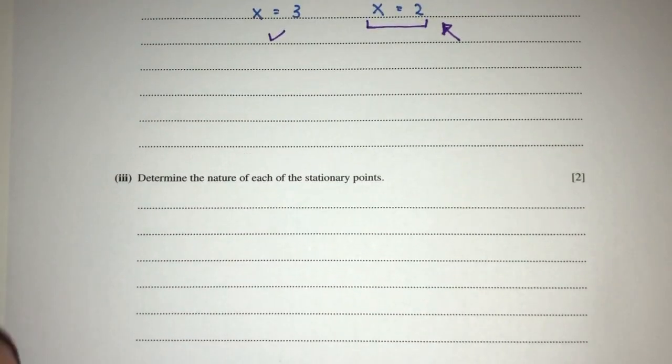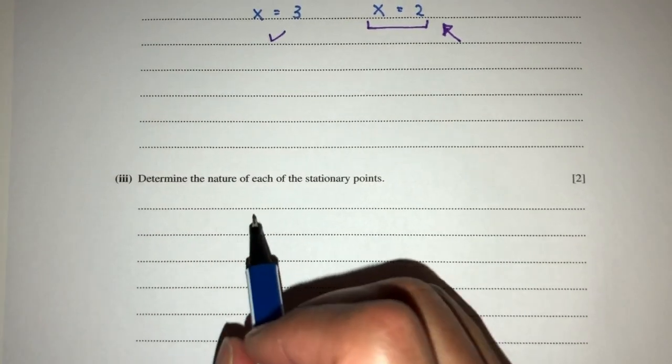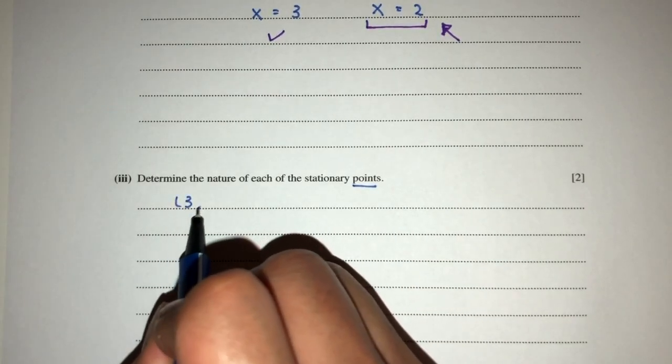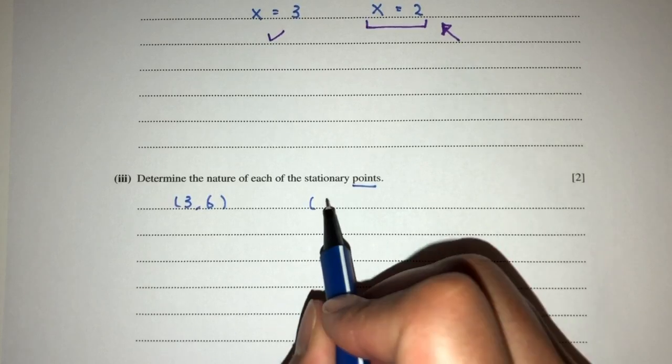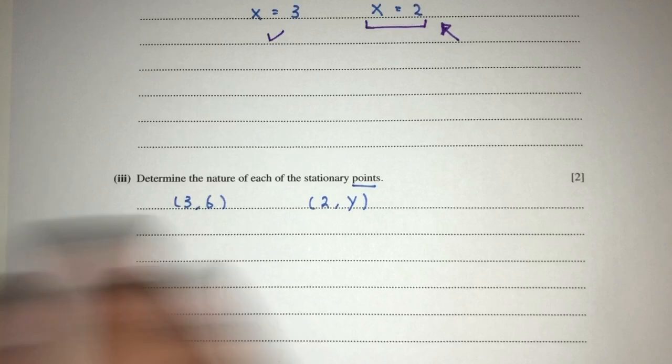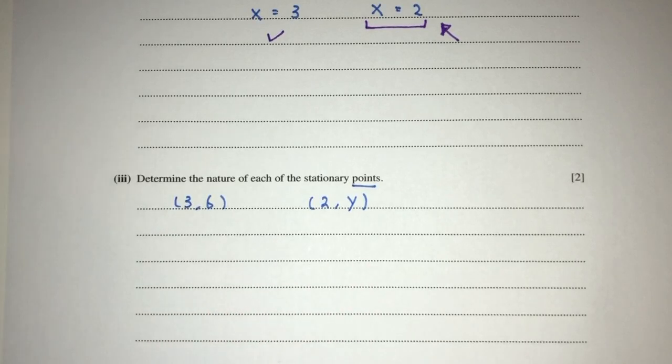Now for part 3, determine the nature of each of the points. So we have 2 points, as you can see. The first point is 3, 6. And this point is the value of x is 2. But we don't need the y, because we just need to find the nature of that point. Okay, but if you want to find y, no big deal.